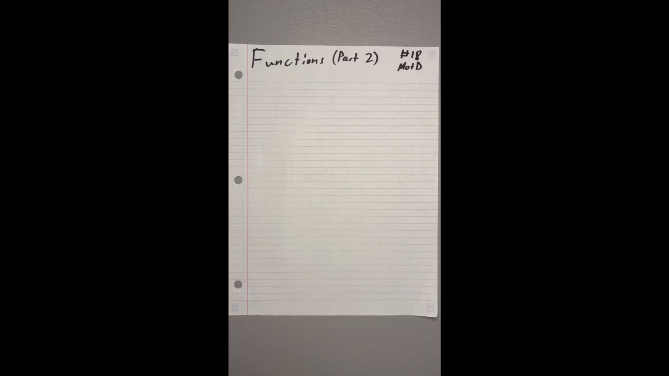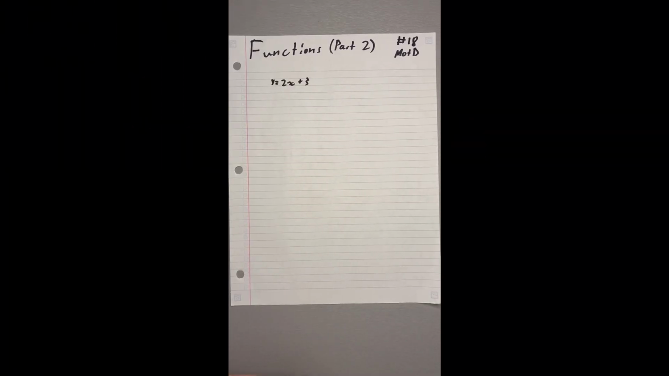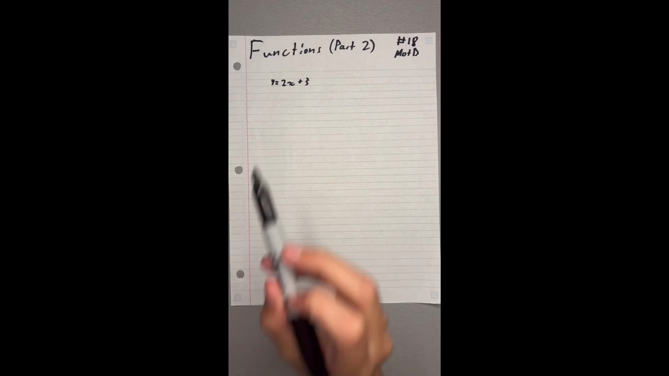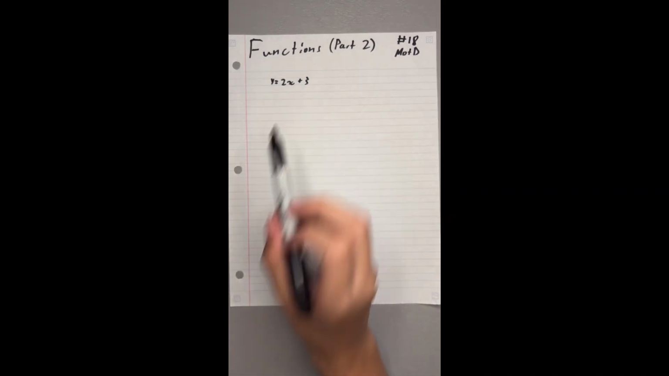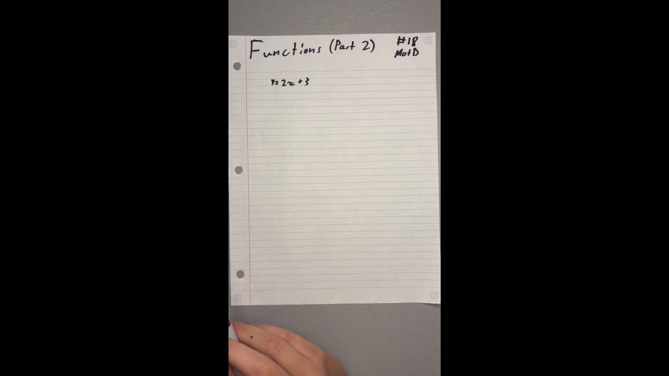Today we will be learning about function notation and whether equations are functions. Let's get into it. Function notation is the formatting to write a function. So let's say we have the equation y equals 2x plus 3. We can rewrite this function in function notation.